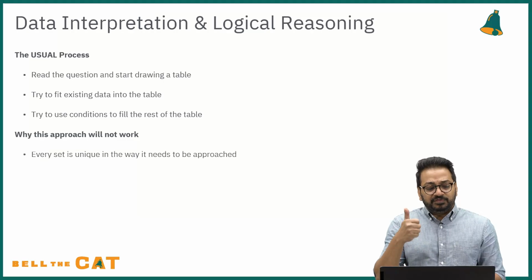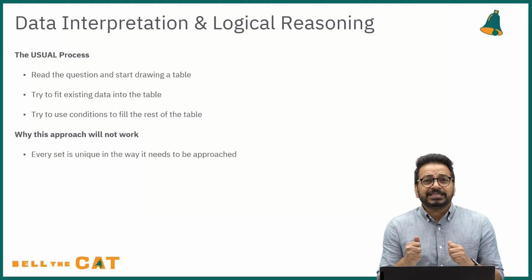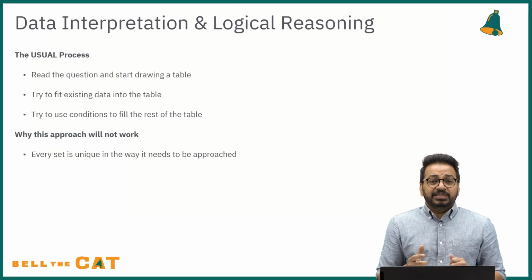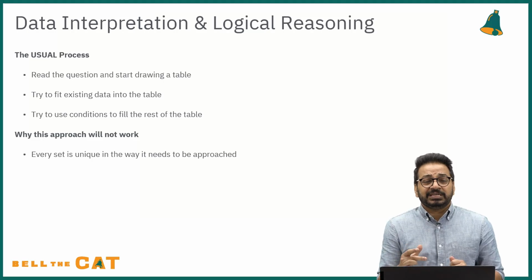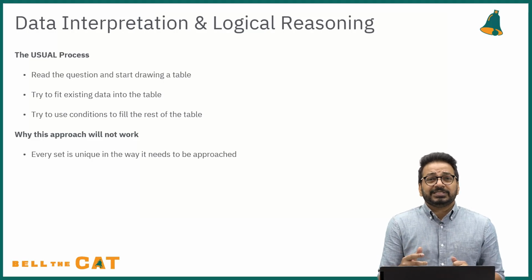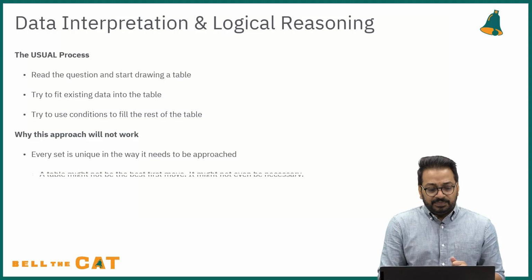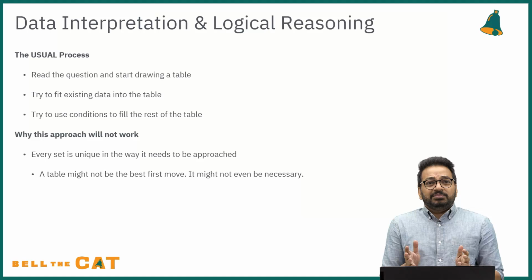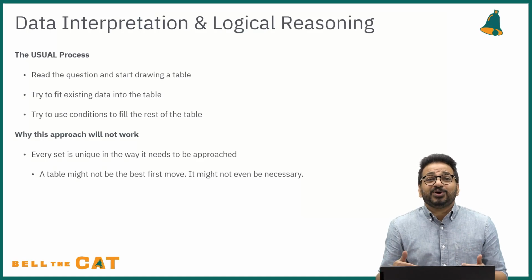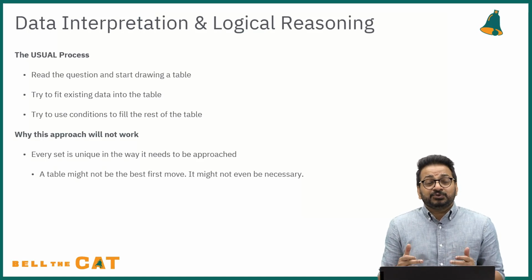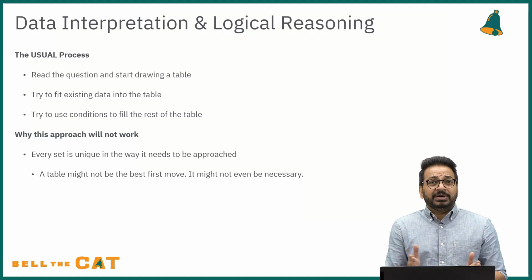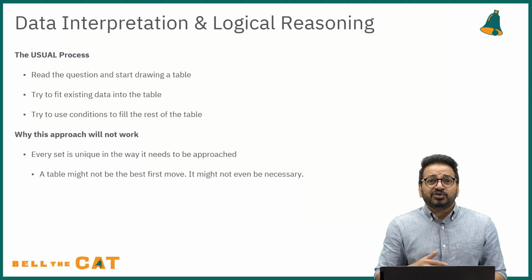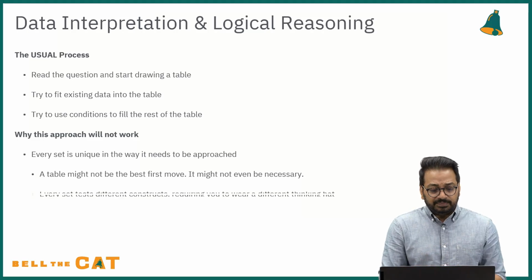Why will this approach not work? First thing is, every set is unique in the way it needs to be approached. So it does not mean that the first thing you do is quickly transfer the data. A table might not be the best first move. A table is just one of the ways of representing data. It is not the only way of representing data. You might need something else, or you might not even need a table in the first place. You might not need to draw anything.